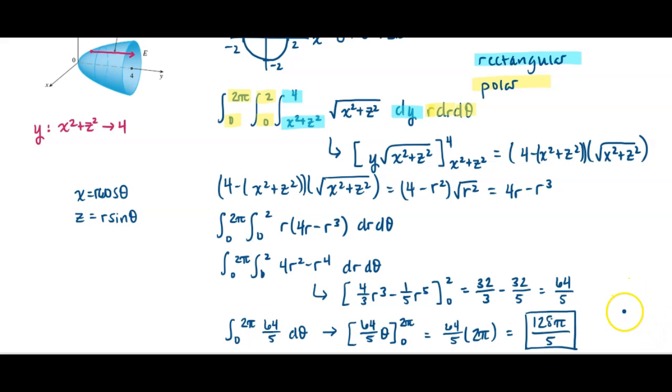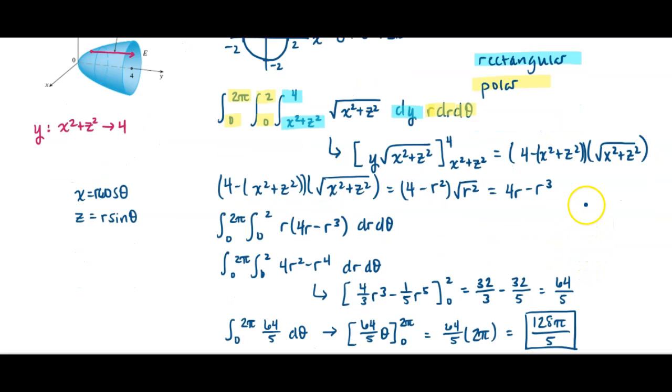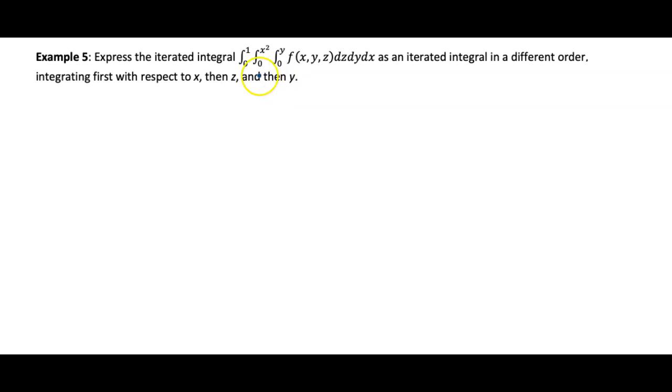And if we did go through the painstaking work of evaluating these integrals using this type 1 and type 2 region, eventually we would get to the same exact thing. So now we want to change the order of integration. We've got this integral going from 0 to 1 in the x direction, from 0 to x squared in the y direction, and from 0 to y in the z direction.